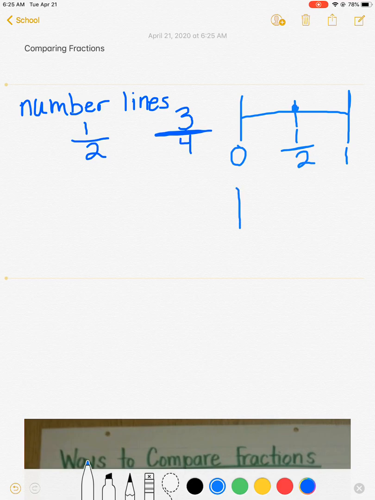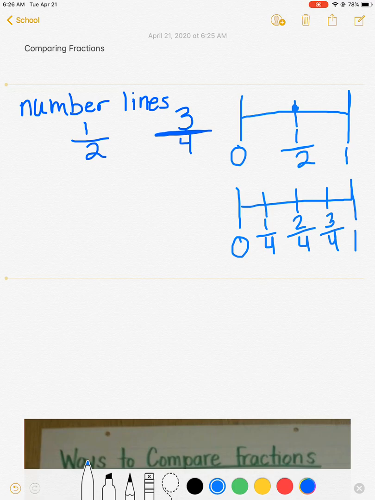Now let's make another number line, but we'll divide it up into fourths. Now right here, I'm going to mark 3/4. So which is the greater fraction? 1/2 or 3/4? Which one is farther from 0? 3/4. So I'm going to say 1/2 is less than 3/4.